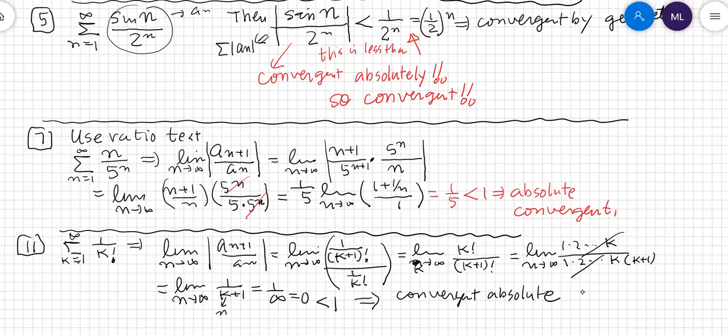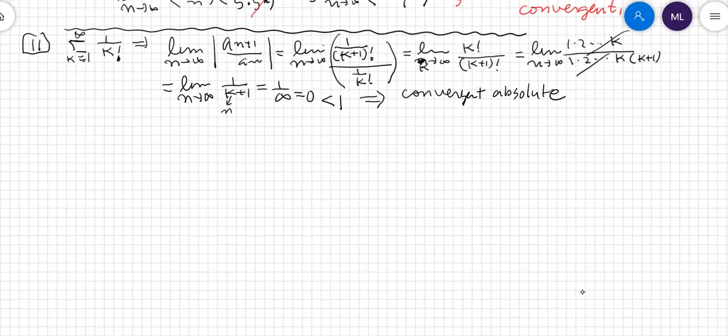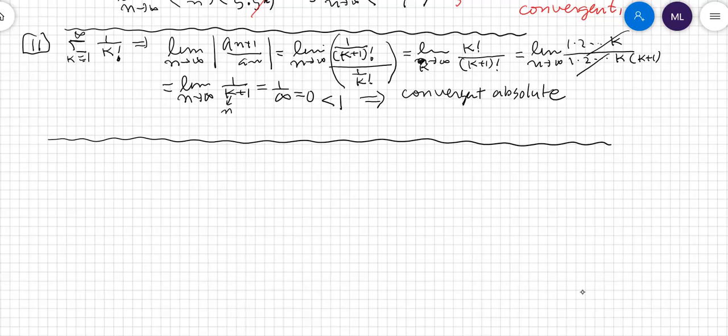Okay, let's do the next one. How about 13? Now the 13 says summation n equal 1 to infinite 10 to the n plus 1, or, oh my god, this is so confusing, right? Okay, so that's the question.